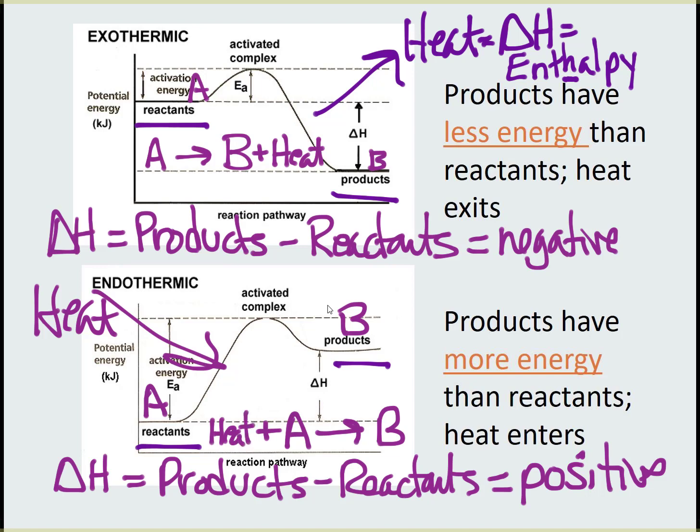So it is a reactant. So you can look at your delta H as positive or negative, and you can look at your heat being on the product side or the reactant side. So again, you need to be able to sketch a diagram like this and identify the parts on the diagram.